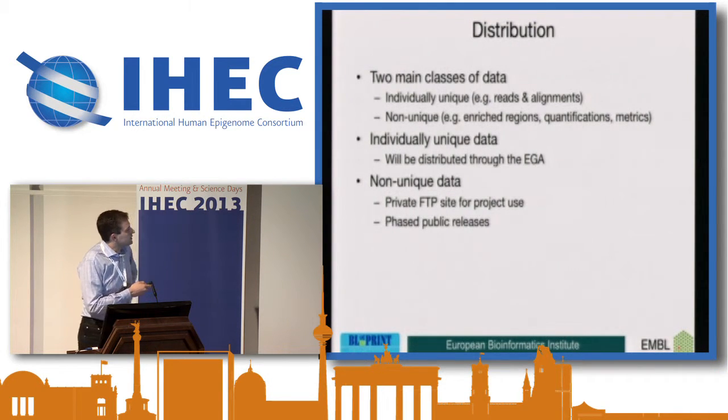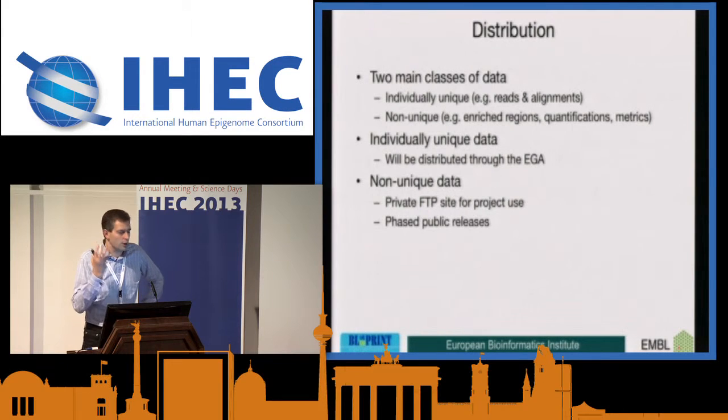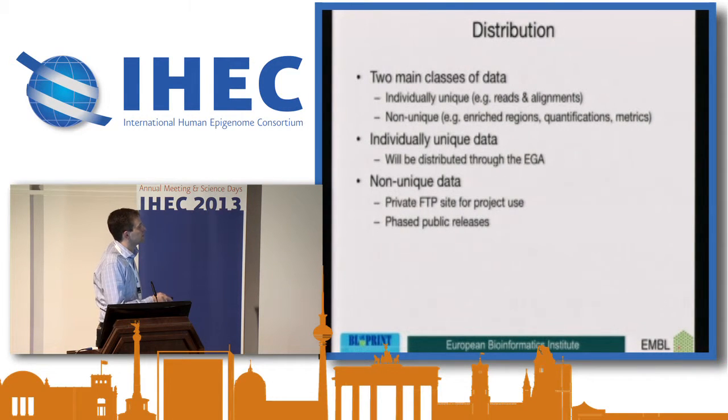All of the individually unique data is distributed through the EGA. Again, this is the secure archive where we store the data securely and we provide it out only to people applying through data access agreements.